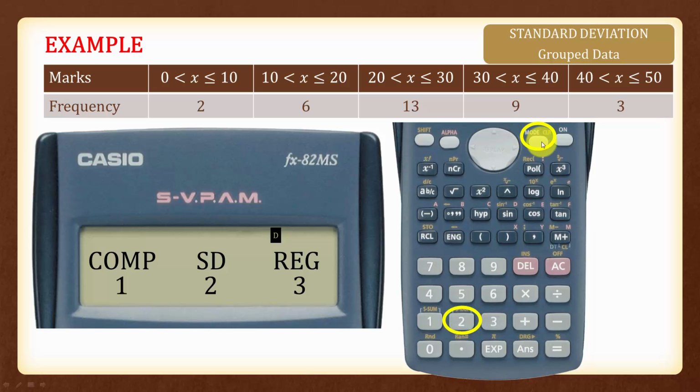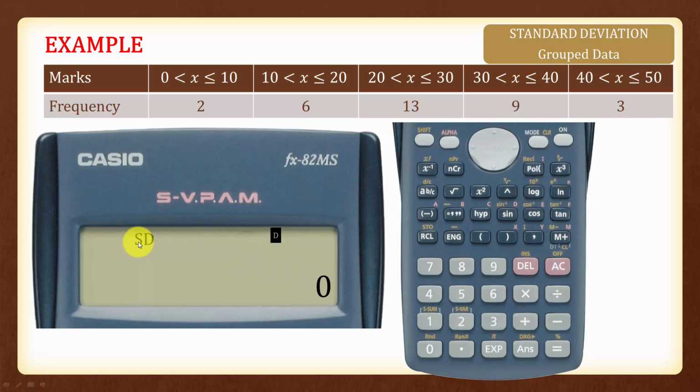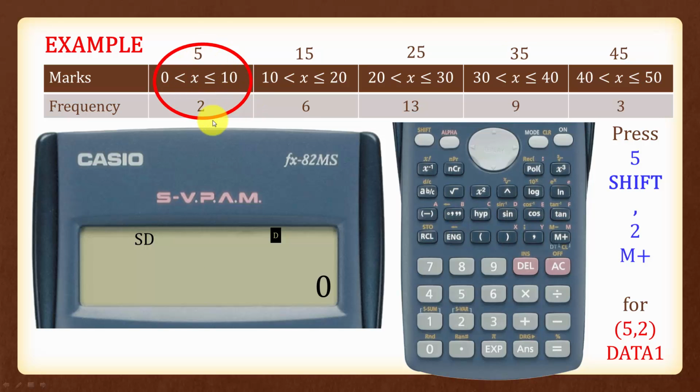First, we will press mode and you will see this on your calculator screen. We will choose standard deviation SD by pressing the number 2. And now the calculator is in SD standard deviation mode. Next, we will need to input this data here by pressing the button 5 followed by Shift, comma, and to key in the frequency, we will press 2. And this will appear on your calculator.